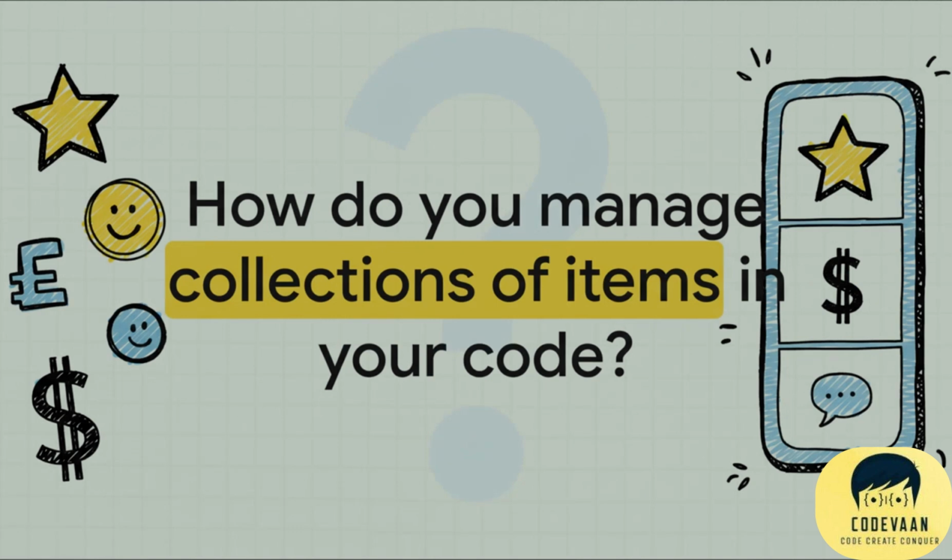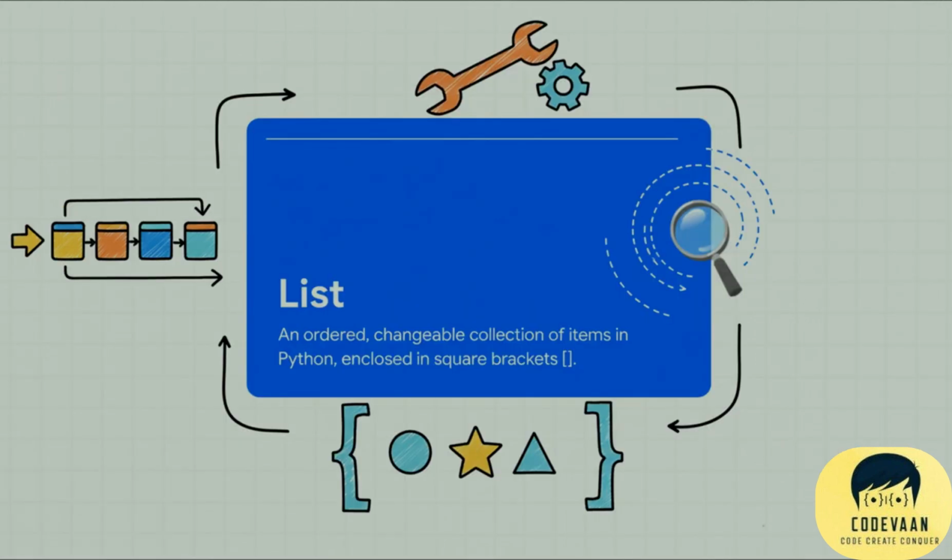So let's just start with a really basic question. Imagine you've got a whole collection of stuff. Maybe it's user scores for a game, a list of names, or a bunch of prices. How do you actually hold on to all of that in one single organized place in your code? I mean, sure, you could create a new variable for every single item, but wow, that would get messy so fast, right? There's just got to be a better way. And of course there is.